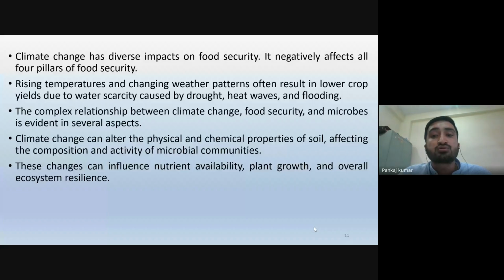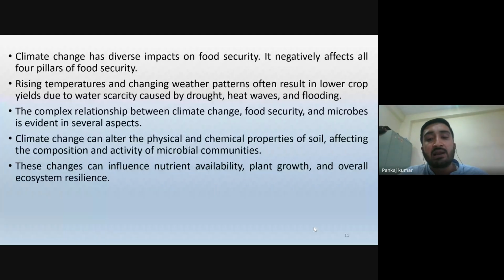Climate change will cause a decrease in water availability. It also causes heat waves, so food production will be hampered. The complex relationship between climate change, food security, and microbes or microorganisms is evident in several aspects.